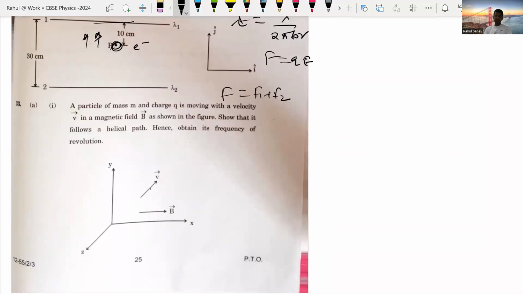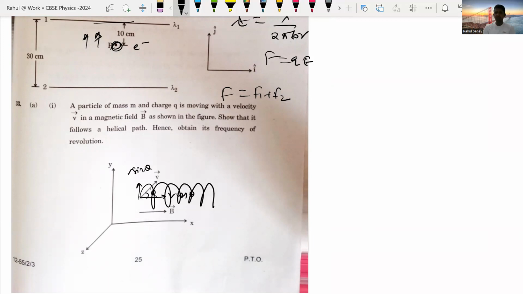A particle of mass m and charge q is moving with velocity v. Obtain the helical path. So we have two components, v cos theta and v sin theta. So v sin theta will give a circular path and v cos theta a straight one. So the path will be helical.